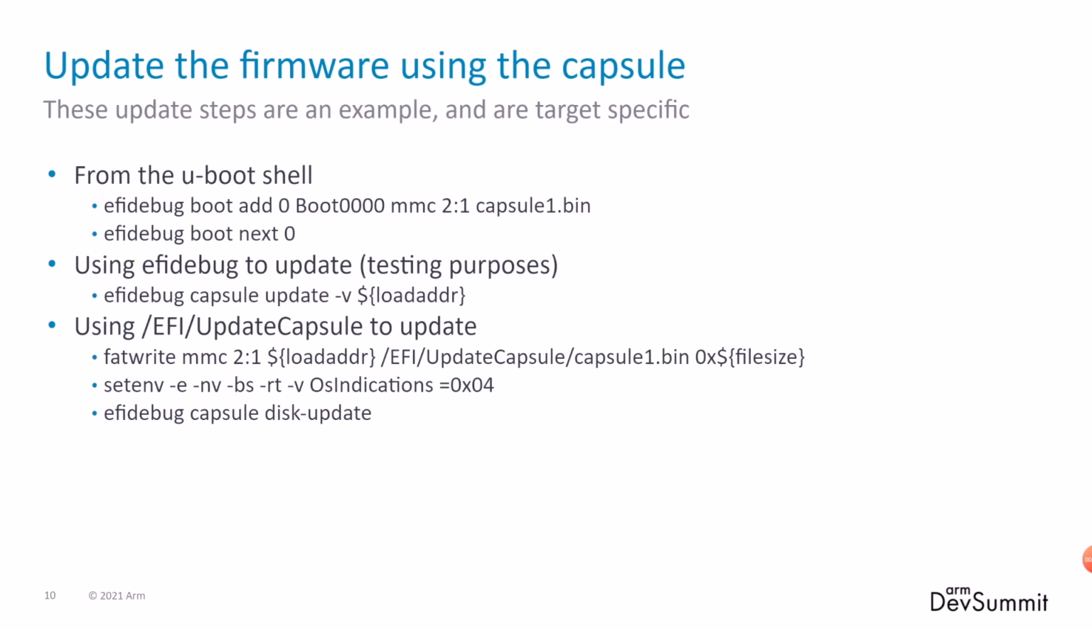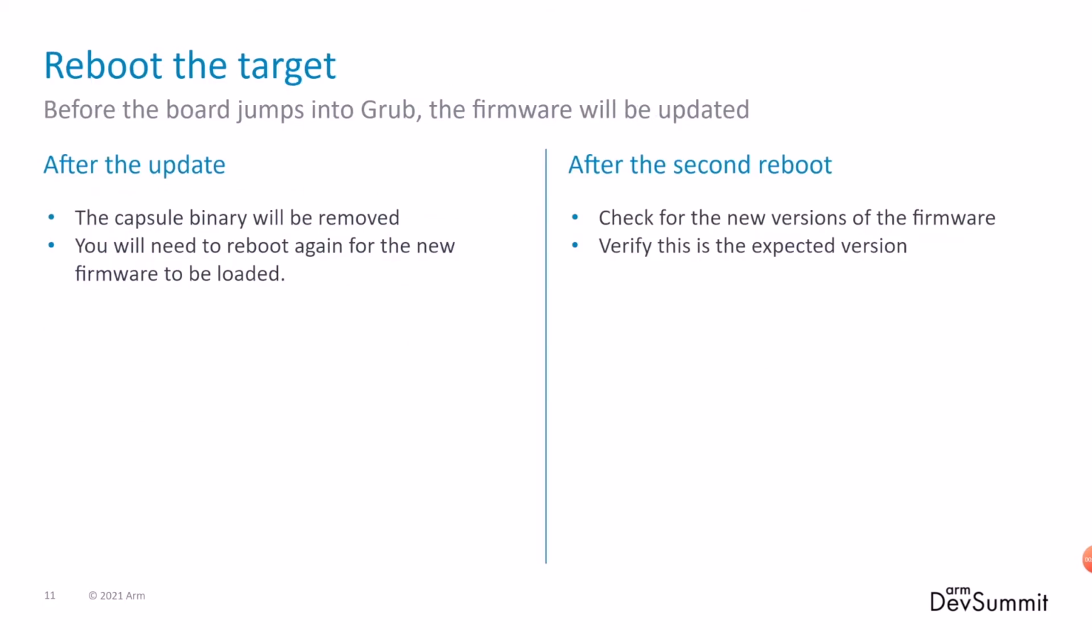The second way is you can use EFI debug directly to basically load it and update it all in one. And then you can also place the firmware under /EFI/capsule update. You basically do need to have it loaded. But here's an example of how you might load it from a file system, set some variables, and actually call the disk update. So a couple different options for you to do. Obviously, this would all need to be automated in some sort of a production system, but you get the gist.